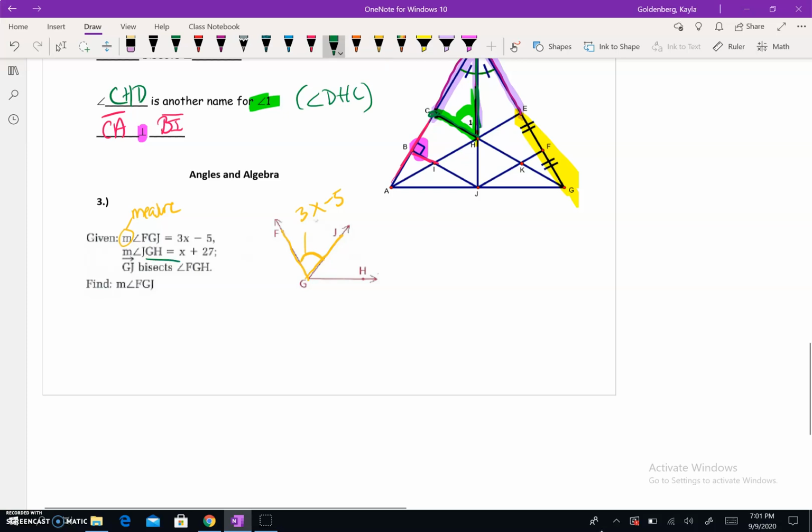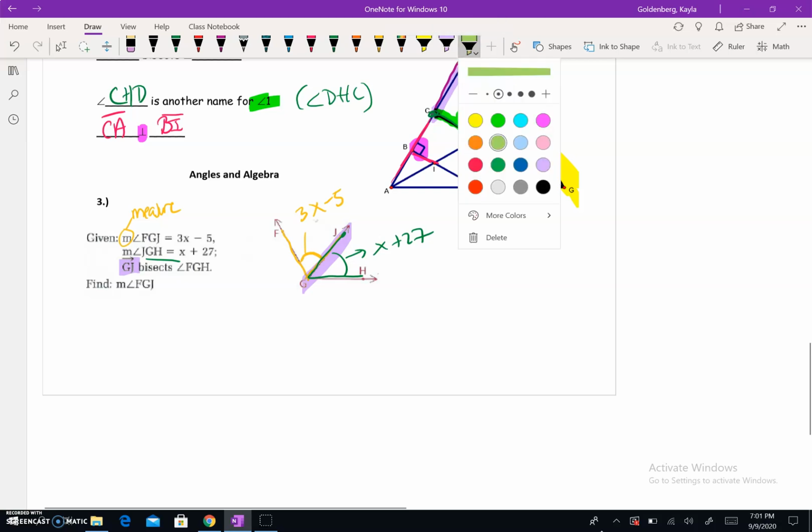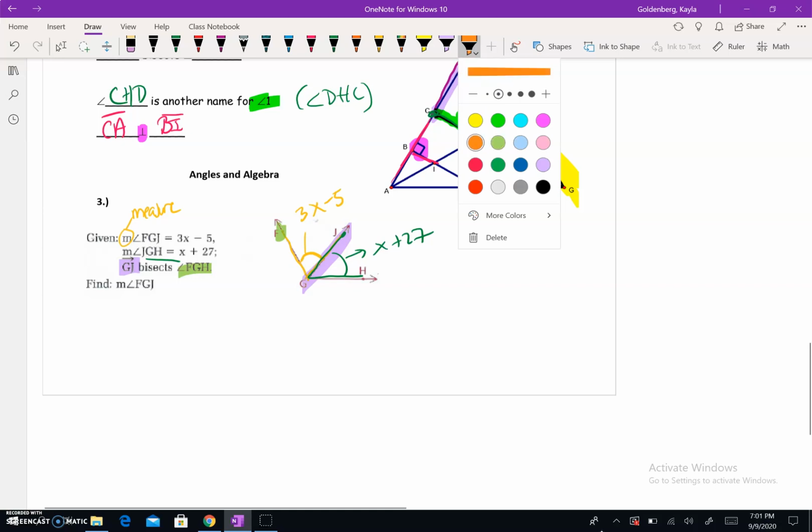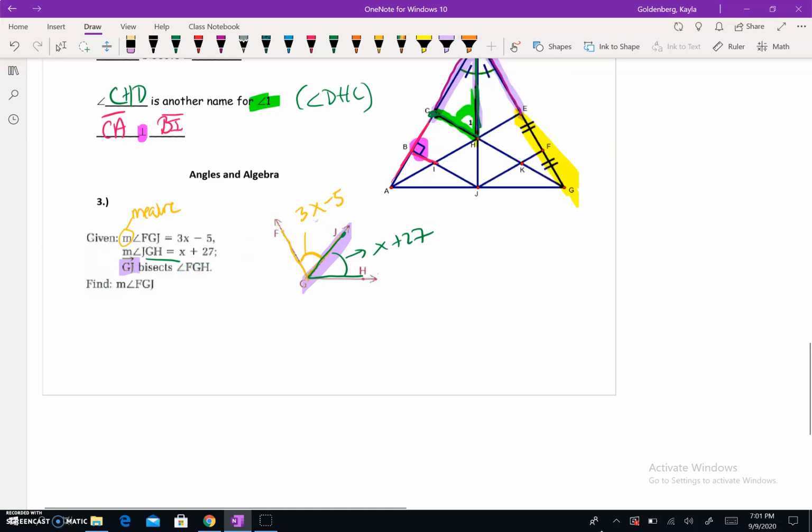And then the next angle, JGH, that angle is x plus 27 degrees big. And they're also telling us that the line segment, GJ, is cutting angle FGH in half. I'm going to highlight it maybe in green. Actually, maybe I'll do a different color. I've already used green. Maybe I'll do orange. So angle FGH, that whole big angle is cut in half. That means my yellow angle and my green angle are exactly the same size. So I'm going to mark them with 2 tick marks each.